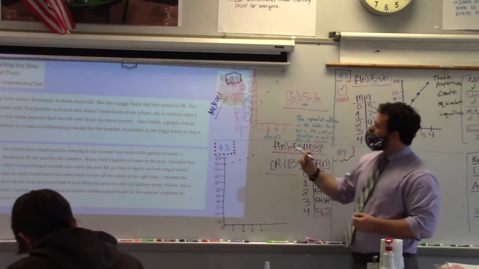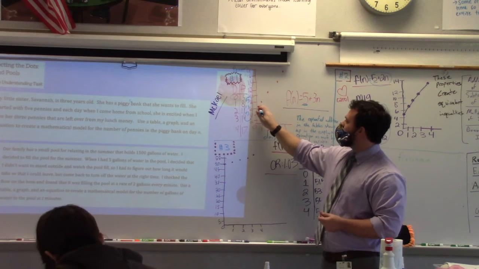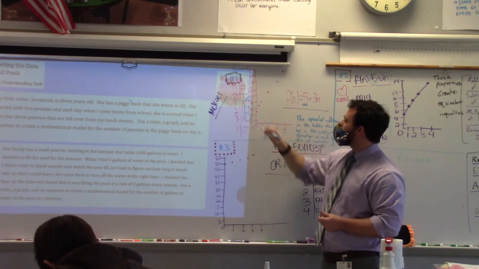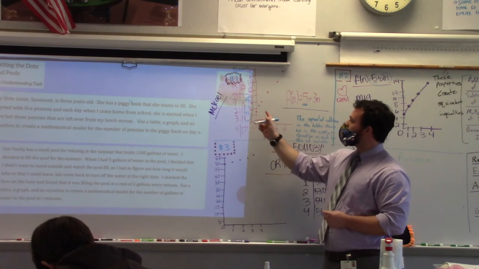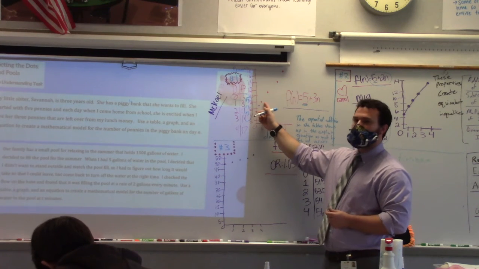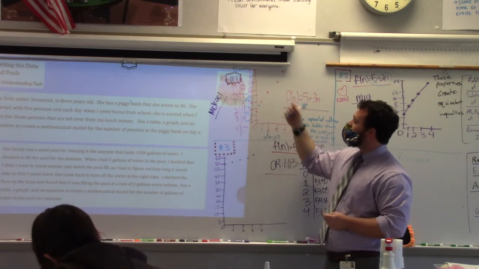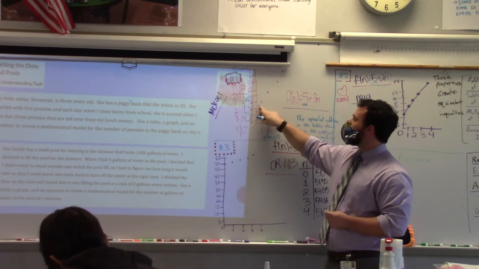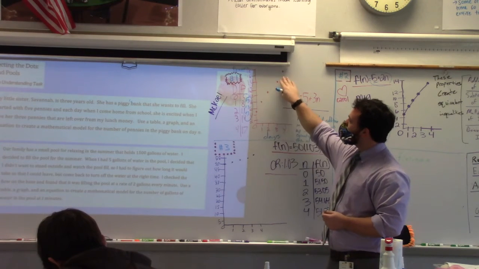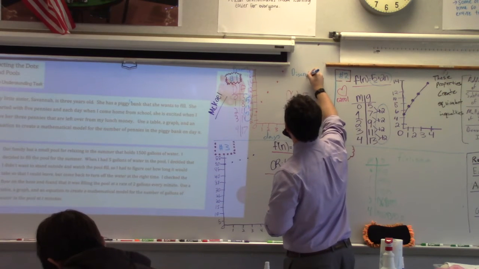At any point for Savannah, does she have 7 pennies? No. She goes straight from 5 to 8. Okay? At no point does Savannah have 7 pennies. So can I put a point there? No. This is what we consider or call a discrete model.